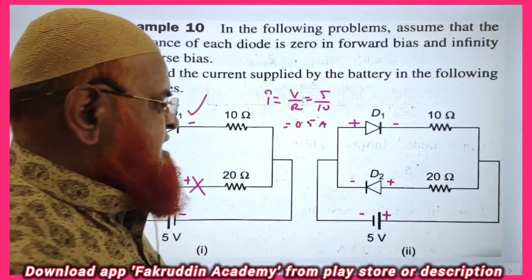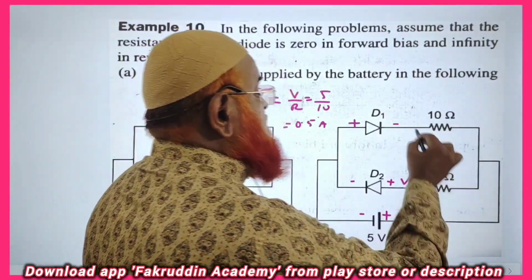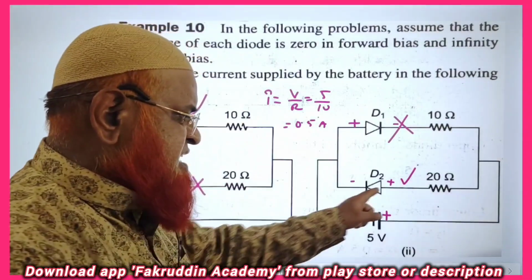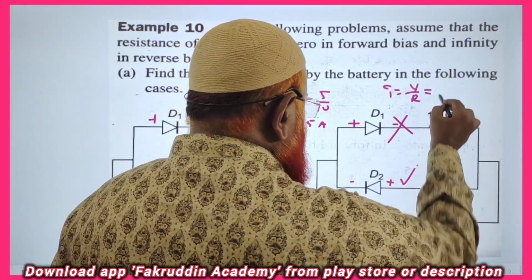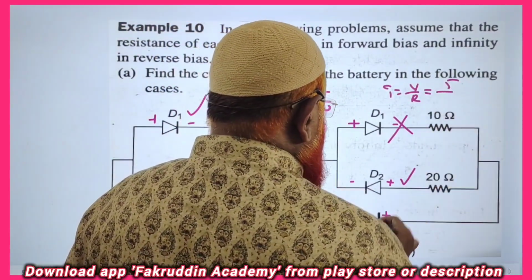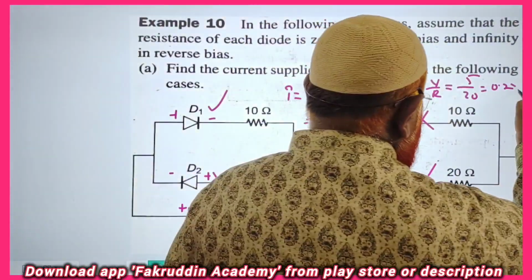In this case, positive is connected to positive, negative connected to negative. This is forward bias, this is reverse bias. This conducts. So current I is equal to V by R. V is 5, R is 20 in this case, so it is going to be 0.25 amperes. We can consider this one.